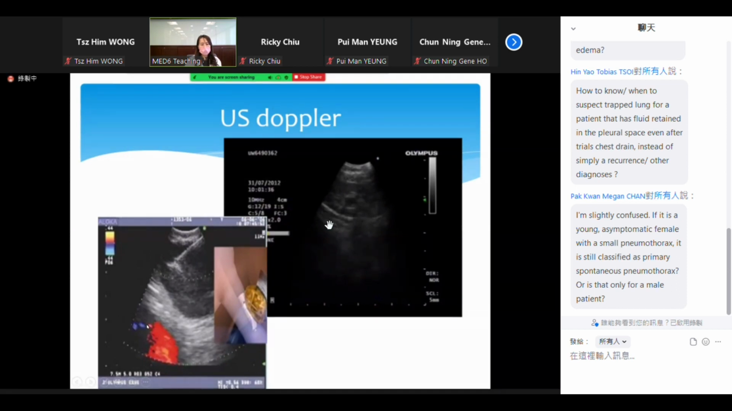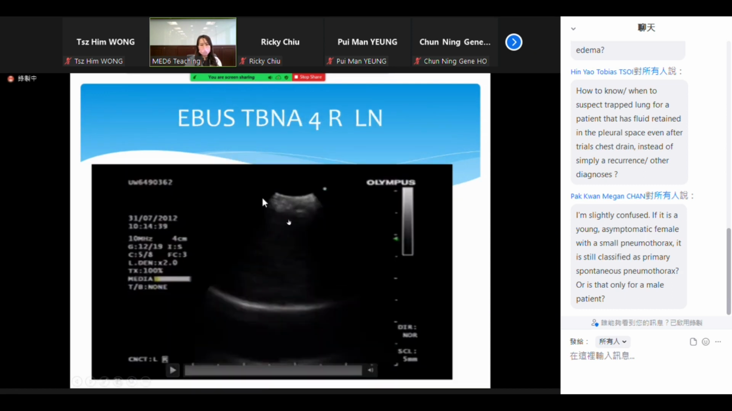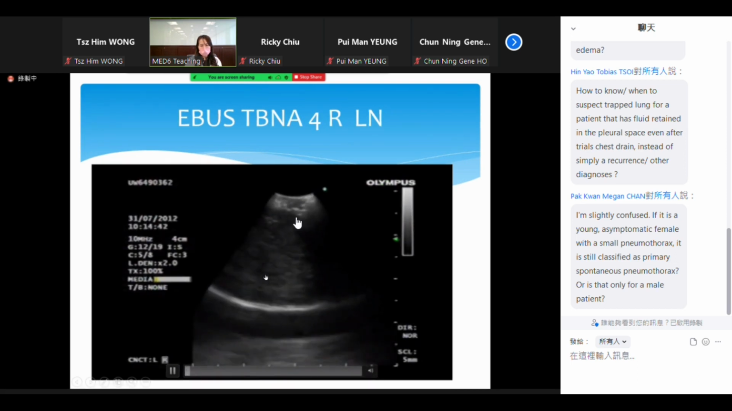So we can also do the Doppler ultrasound. You can see, oh, there's a big vessel here. So this is the lymph node, as we see here. And then we do Doppler to make sure there's no blood vessels over the lymph node. And then we will stick a needle in, real-time FNA during the EBUS.